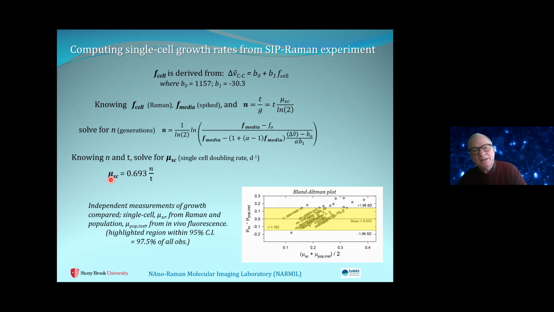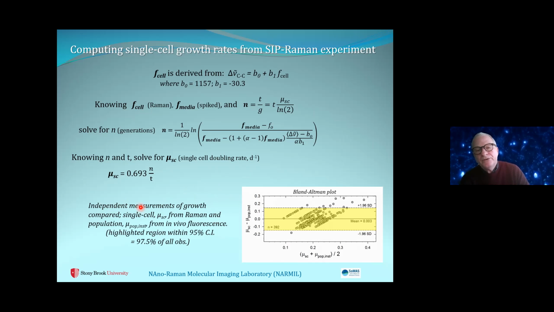And then you need, as validation, to compare it to an independent method. That's what we illustrate here, where we've in parallel measured the growth rates by in vivo fluorescence. So we've gotten the population growth rate, and we're comparing the population growth rate with the individual growth rates.